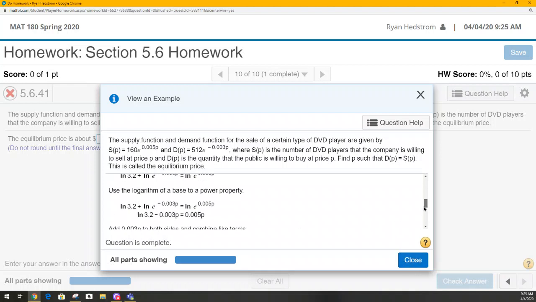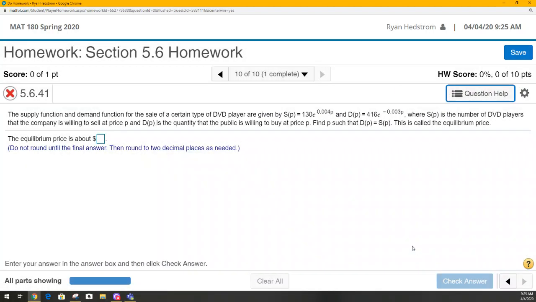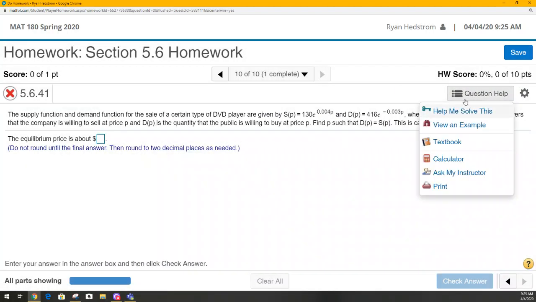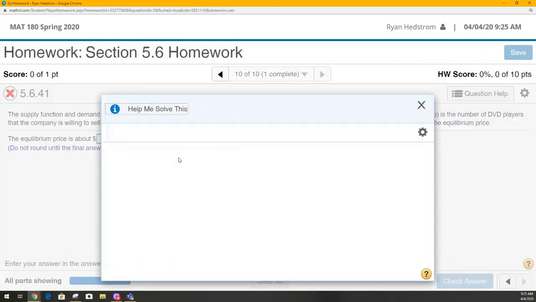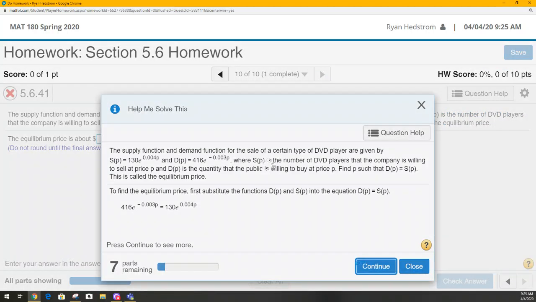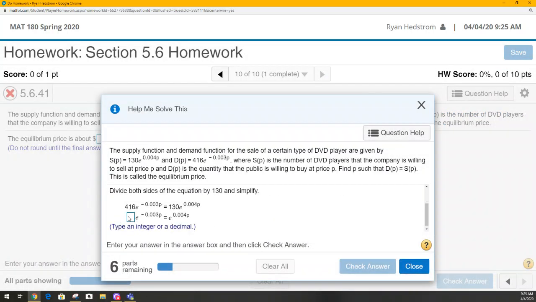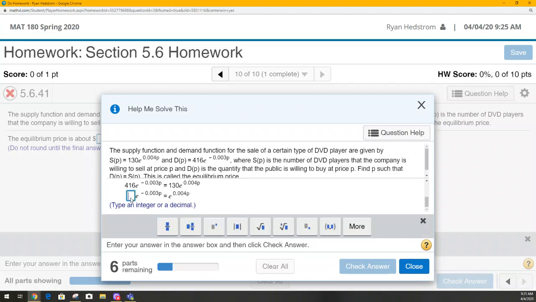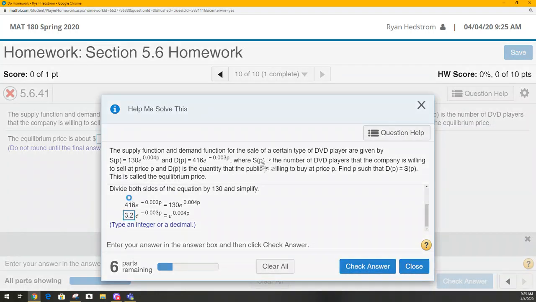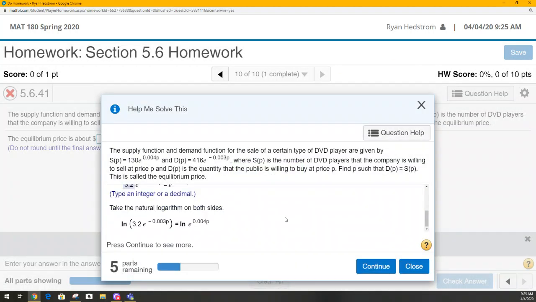Okay? So don't forget, you have these features that are available to you under question help. Remember, the help me solve this works. You just have to fill in the blanks of what they're asking you to do. Here they're asking you to divide both sides by 130. So we do 416, I'm using my calculator right now, divided by 130. It's going to give me 3.2. So I'm going to type in 3.2 right here. And it's going to step me through the problem.